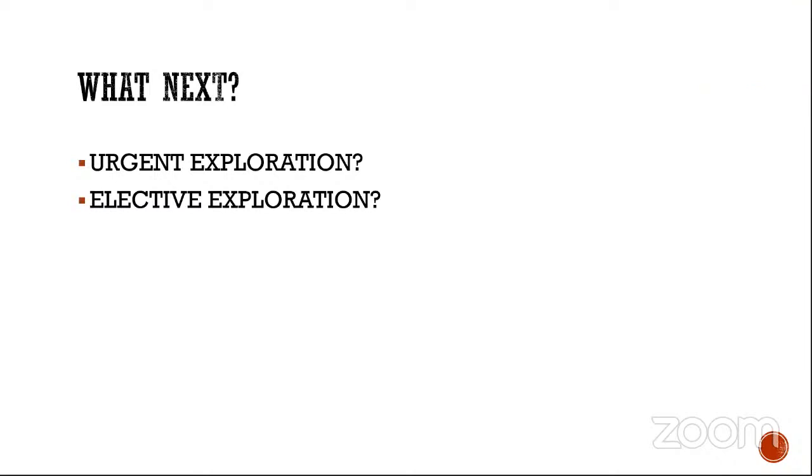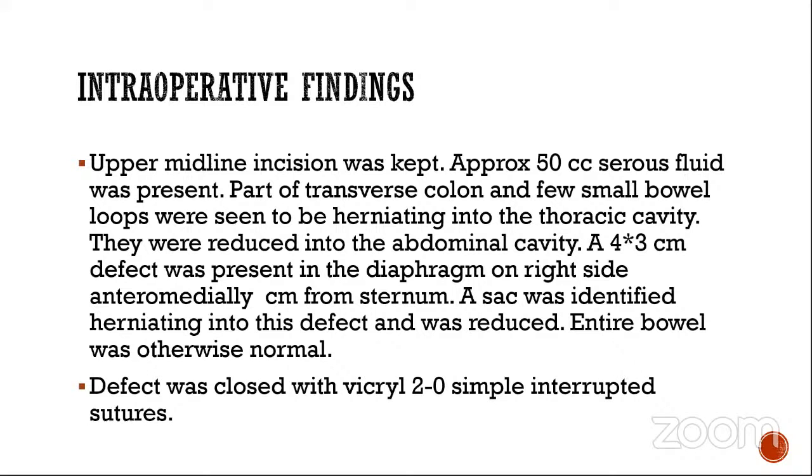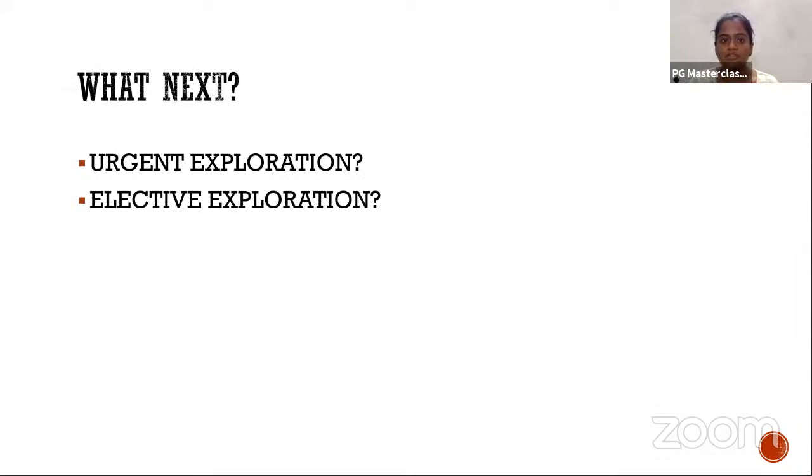Okay. Was it hemorrhagic? Ma'am, not hemorrhagic. Then what is the indication for doing the urgent exploration? Ma'am, on per abdomen examination, there was significant distension of the upper abdomen, suggestive of obstruction. So that is one indication.